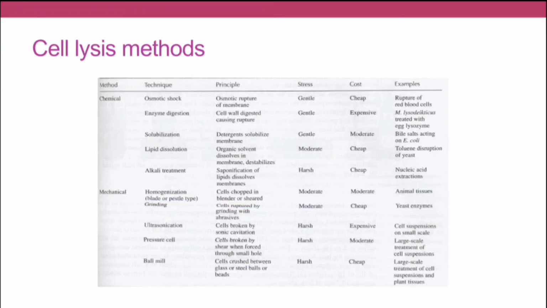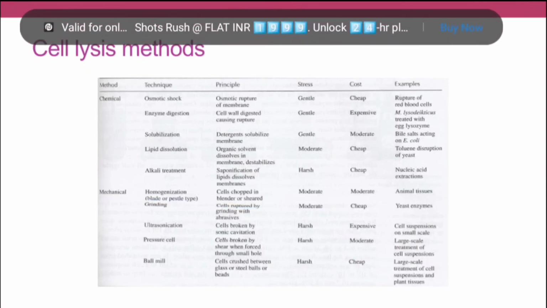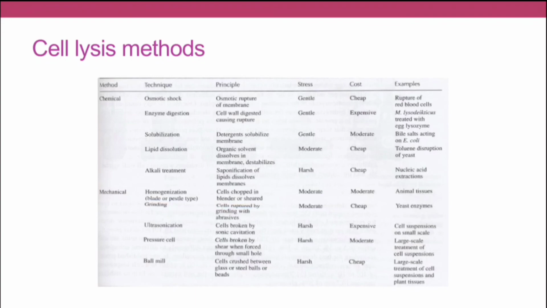Mechanical stress means we have to give physical stress on the cells. Homogenization is one of the techniques, which consists of blade or pestle type grinding. These cells are chopped in the blender or sheared. Then the cells are ruptured by grinding with abrasives. In both cases of homogenization, the stress is moderate and the cost is moderate to cheap. In animal tissues you can use homogenization, and for yeast enzymes also you can use the homogenization technique.